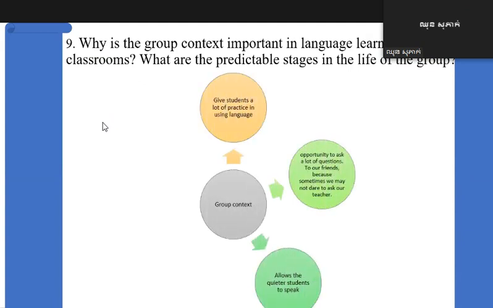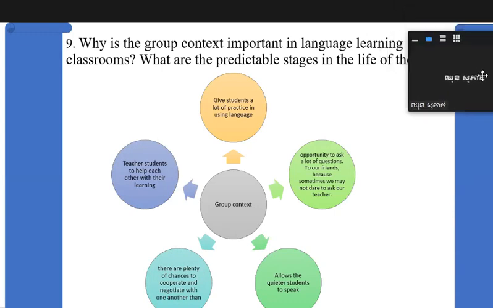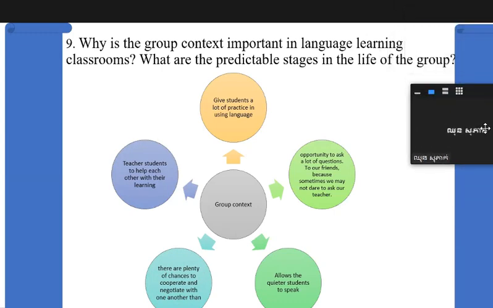My point is number 9. Why is the group context important in language learning classrooms? What are the predictable stages in the life of the group? So group context has five points. First, it gives students a lot of practice in using language.